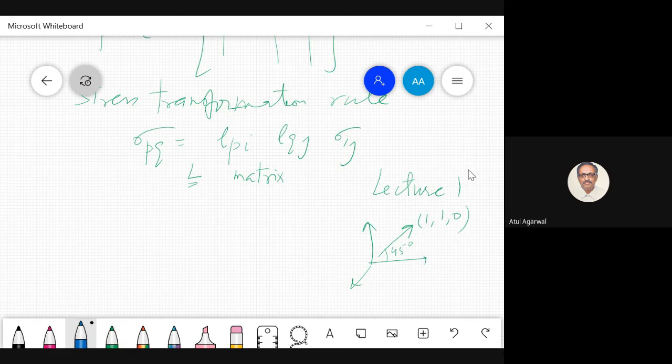Like I take my coordinate system like this. I need only 3 perpendicular directions to describe a vector. I have taken this as my new coordinate system. So basically I have rotated my xy axes about this z axis and I am getting a new coordinate system.